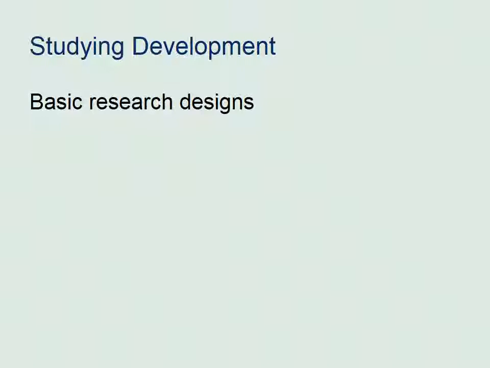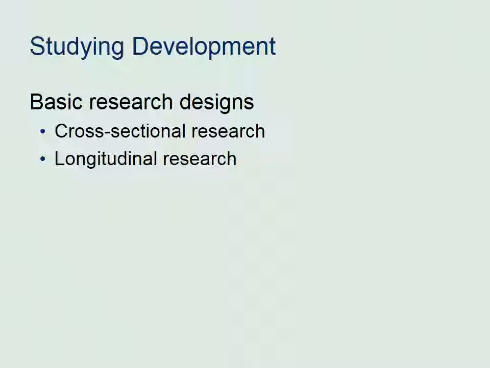So now that we've talked about different research types, let's talk a little bit about research design. The first being cross-sectional research. And cross-sectional research is when you take a group of people at one age and they're compared with people of another age. We also can do research over a long period of time.